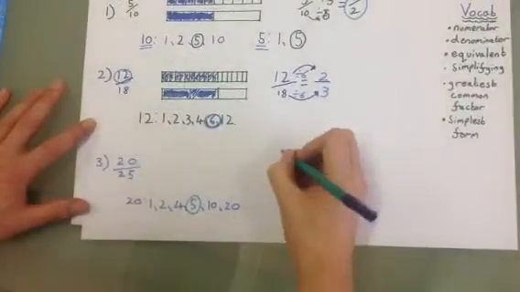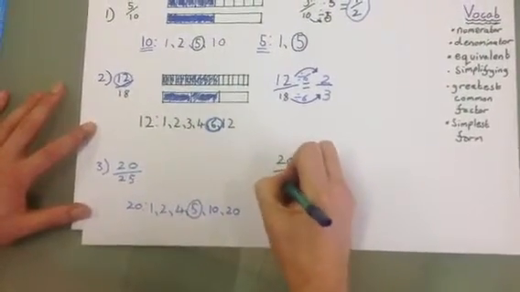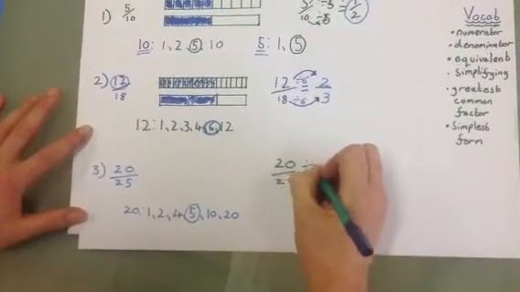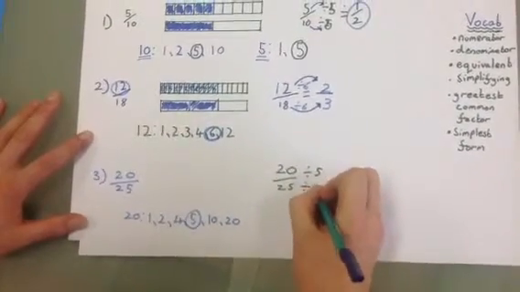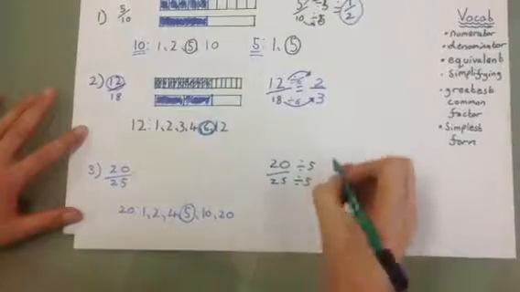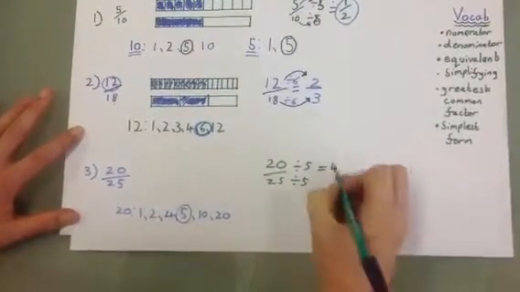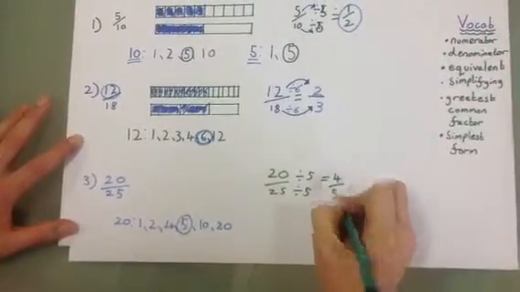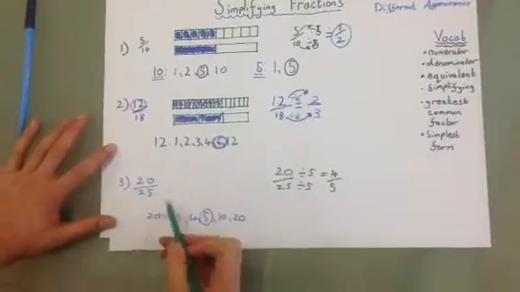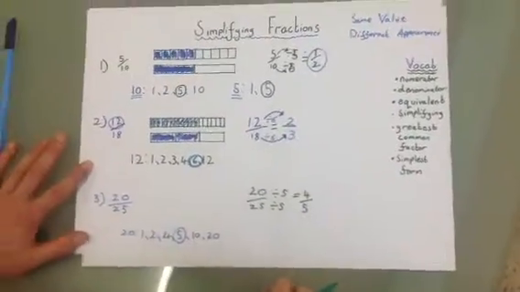Let's have a look at this then now. 20/25. Whatever I do to the top, I must do to the bottom. So we divide by our highest common factor, and that gives me 4/5. And so the simplest form for 20/25 is 4/5.